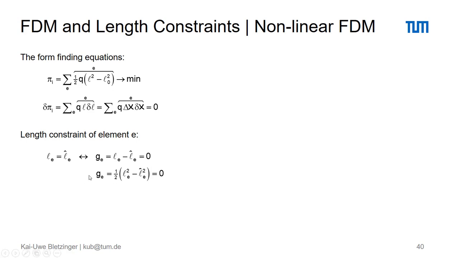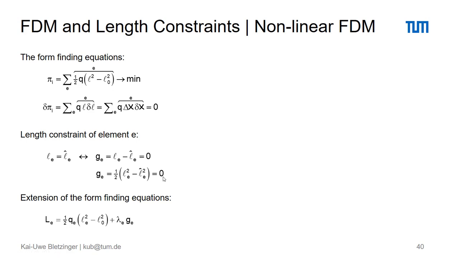We can also write this constraint in a quadratic variant, where we look at the difference of the squares, the actual length squared and the prescribed length squared, and quite obviously at the optimal solution also the difference of the square lengths is 0. For other reasons, we multiply that by 1/2, which will not change the expression.